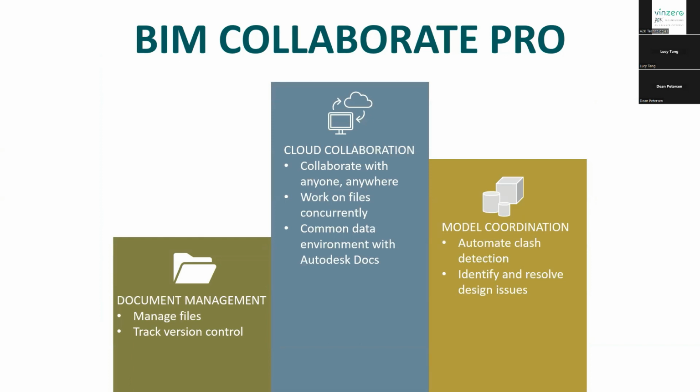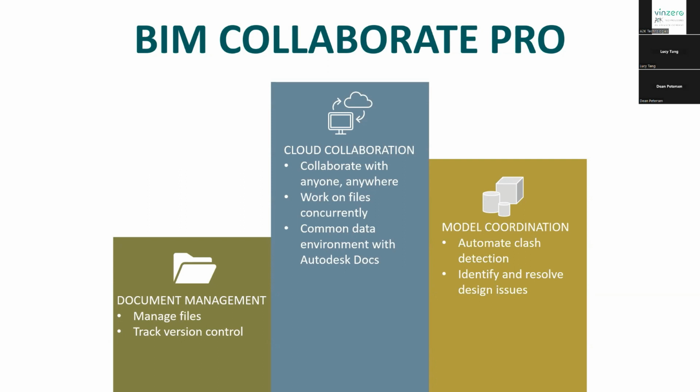So what is BIM Collaborate Pro? BIM Collaborate Pro can be boiled down to 3 core things: cloud collaboration, model coordination, and document management. With cloud collaboration, you can collaborate with anyone based anywhere in the world. You'll be able to work on files at the same time. This is facilitated by Autodesk Docs, which is your common data environment. And design collaboration plays a role here to efficiently share files across different teams.